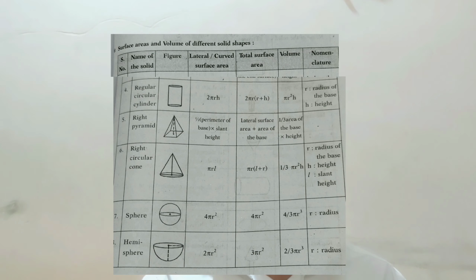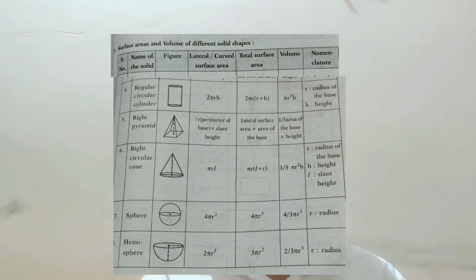And next, for cone, lateral surface area, or they can ask curved surface area, is equal to pi R L, where L is the slant height of the cone and R is the radius of the cone. For L also we have the formula, that is L is equal to under root of R square plus H square. And next, total surface area of a cone, pi R into (L plus R), and volume of the cone, 1 by 3 into pi R square H.